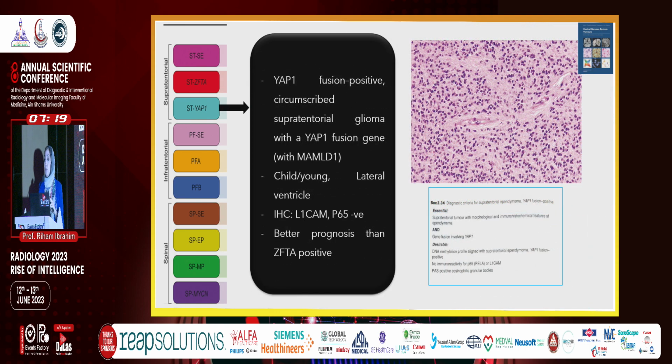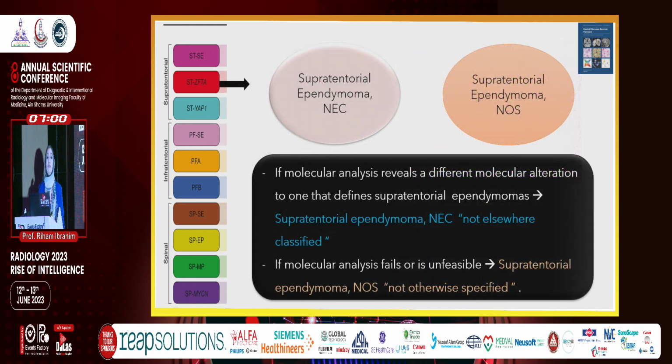The next one, the supratentorial, again, it's a molecular entity. It has to have a YAP1 fusion protein positive with other protein products. This is more common in younger children, and it has better prognosis than the ZFTA fusion positive tumor. So if I have a supratentorial ependymoma and I don't have this molecular classification, what should I do? We can always say it is NOS. It is not otherwise specified.